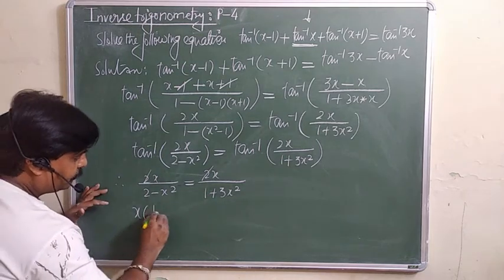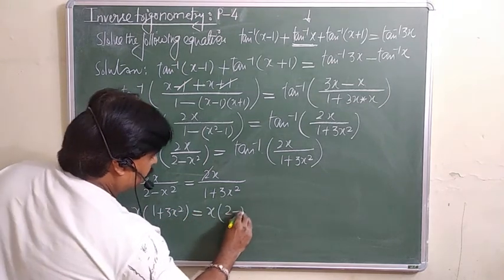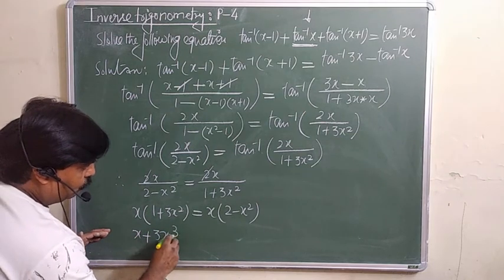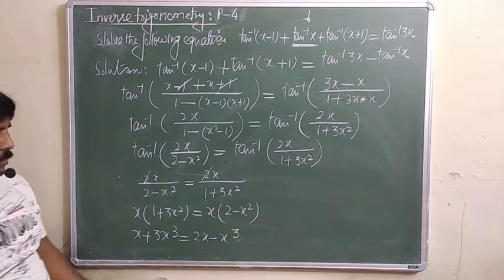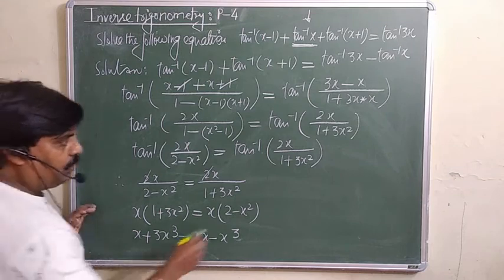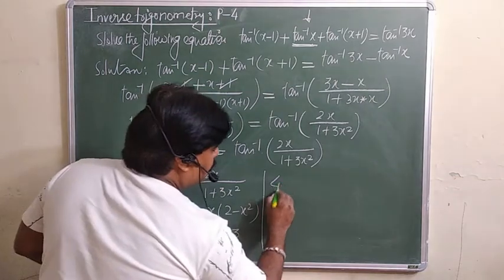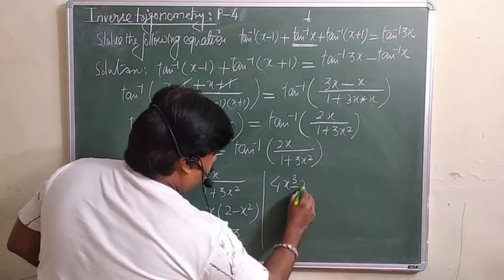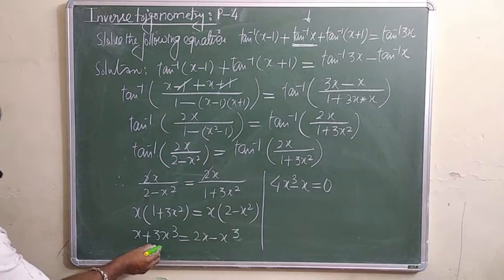You will get x(1 plus 3x square) is equal to x(2 minus x square). So this is x plus 3x cube, and this is your 2x minus x cube. Now you are supposed to transpose all the terms to this side. So what you will get is, you will transpose this x cube to this side. Directly I am going to write 4x cube, and this minus 2x will come, so that is minus x is equal to 0.